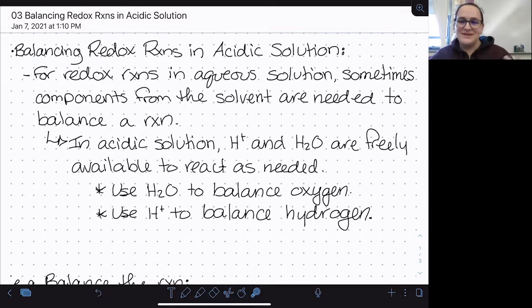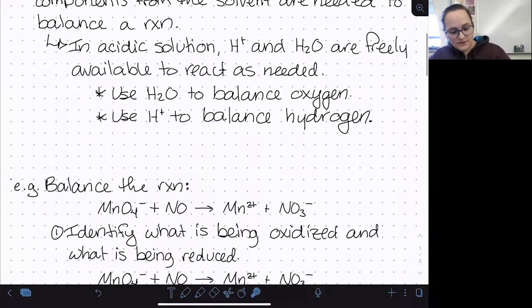So we're going to be using the same method from the previous video, the half reaction method, to balance these as well, just with the addition of these couple extra steps. When we get to a point where we can't balance our oxygen atoms, we'll add in some water to fix it. When we get to a point where we can't balance our hydrogen atoms, we'll add in some H+ to fix it. But otherwise, the process is going to be the same.